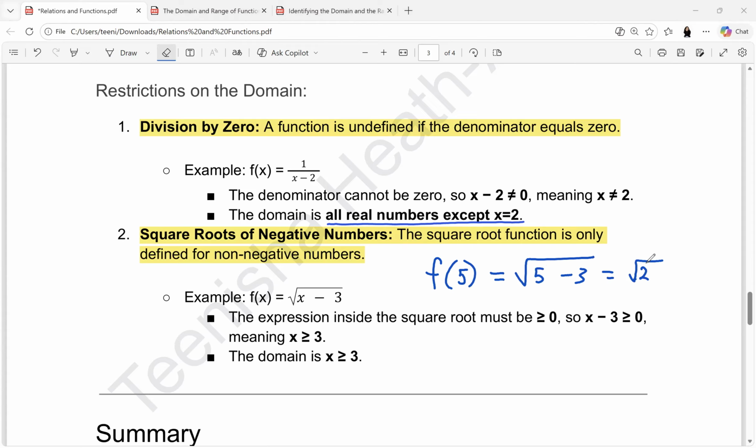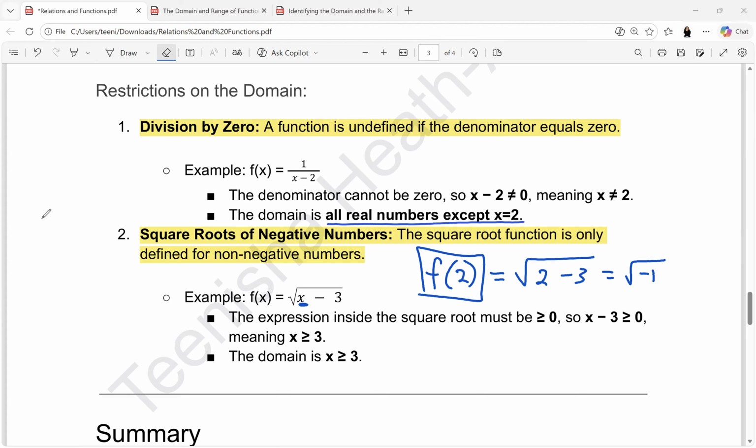But if, for instance, I wanted to find f of 2, what would happen here is that wherever I have x, I would replace it with 2, and that would make this equal to 2 minus 3, which is -1. And I cannot find the square root of -1. So the function does not exist when x is equal to 2.